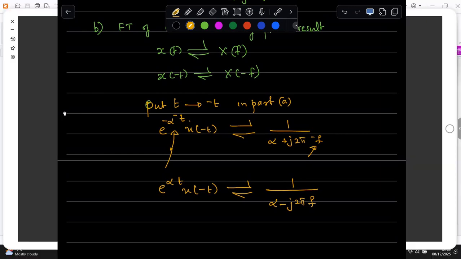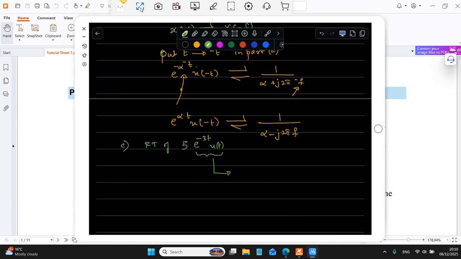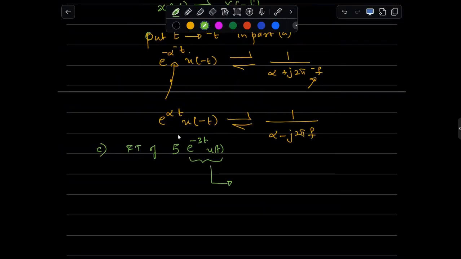Next, we will see how to find the Fourier transform of 5 times e power minus 3t into u of t. You know that the Fourier transform of the first part is in the form of e power minus alpha t into u of t.